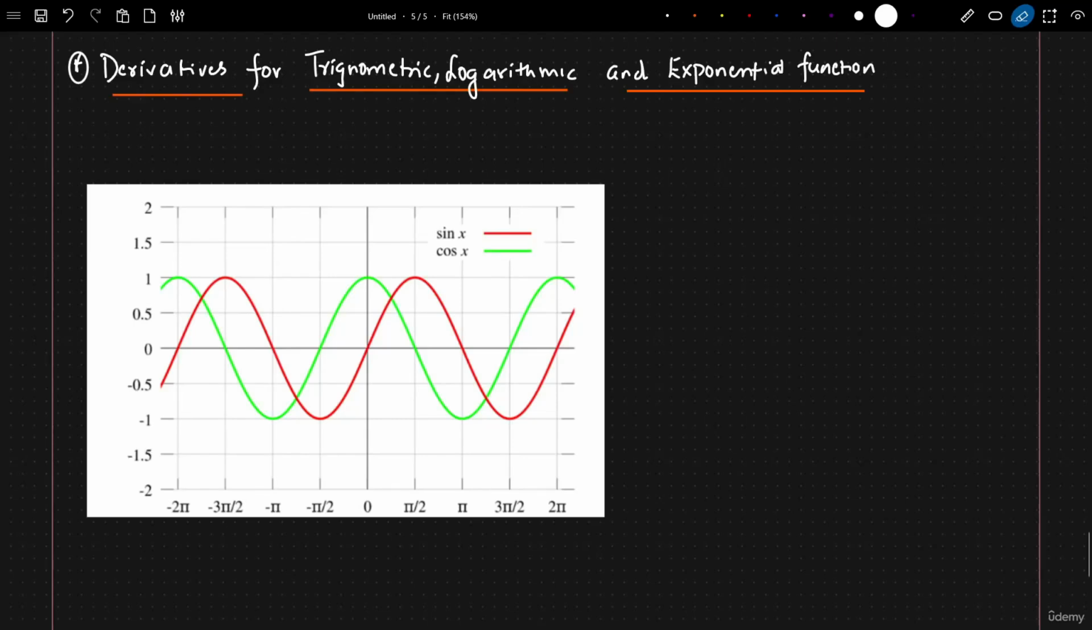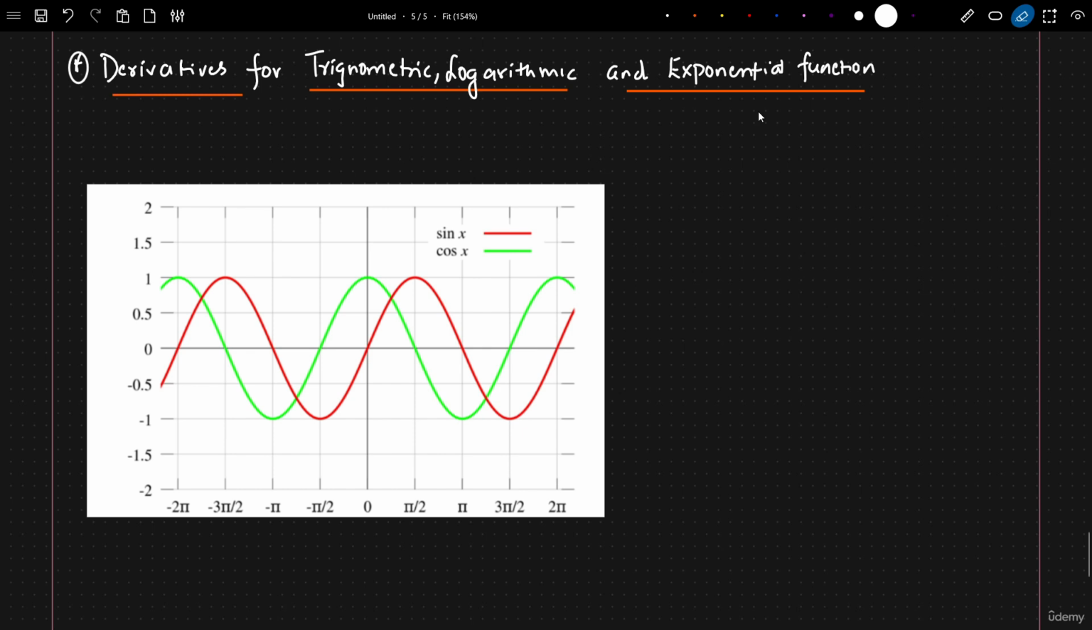Hello guys, so we are going to continue the discussion with respect to derivatives, and in this video we are going to discuss derivatives of trigonometric, logarithmic and exponential functions. Now here we are not going to derive any of these formulas in short, but I will just try to show you how you can come to a conclusion in understanding the specific derivatives.